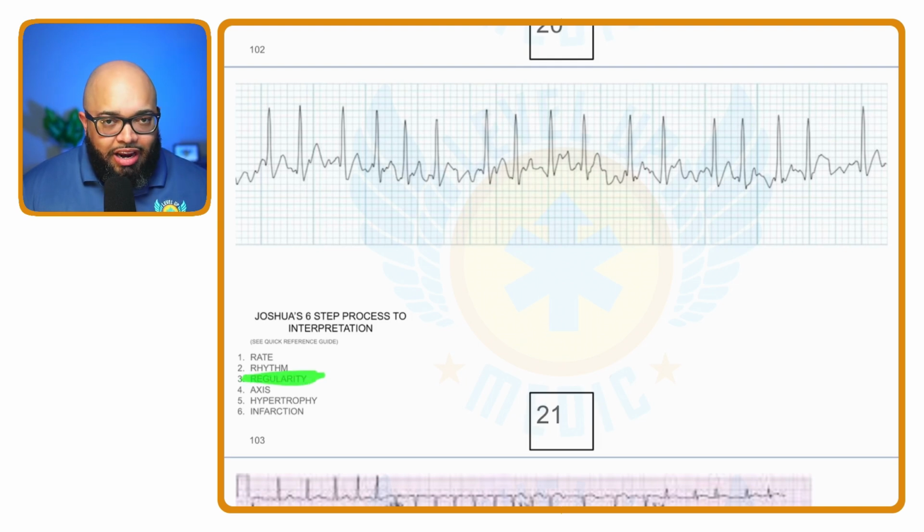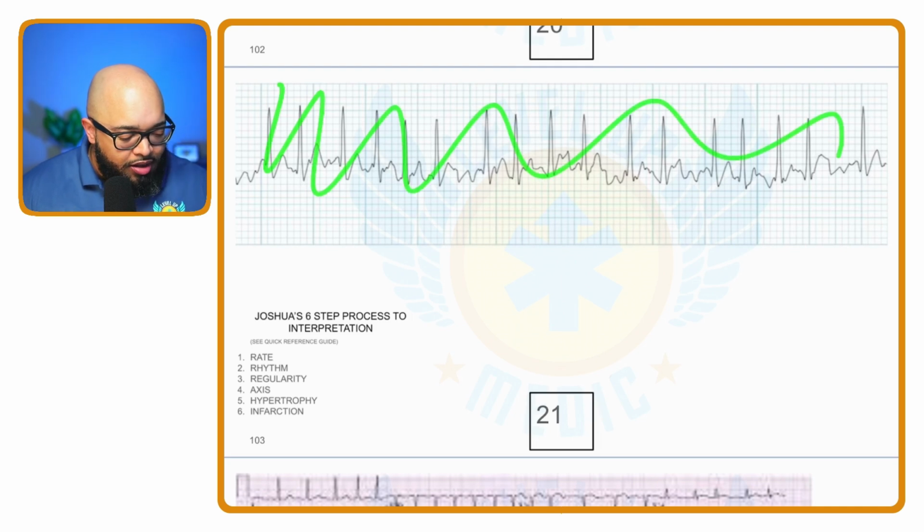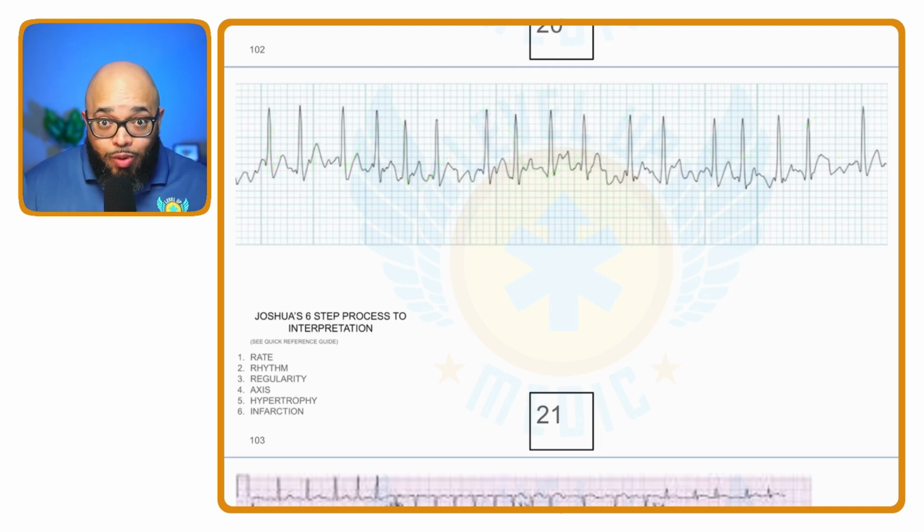So this is regularity. It's irregular. Now, is there any kind of pattern to it? No. This is irregularly irregular. When did I say what rhythms are irregularly irregular? A fib, V fib, any kind of fib. You got it.